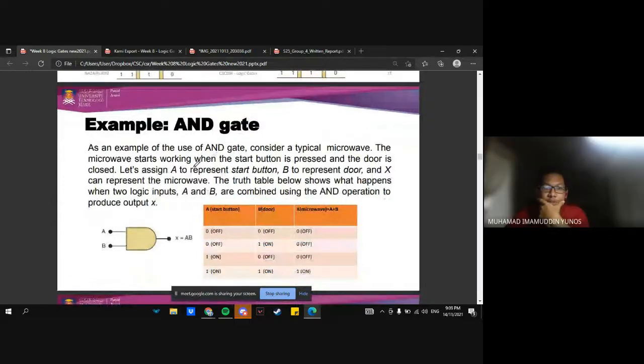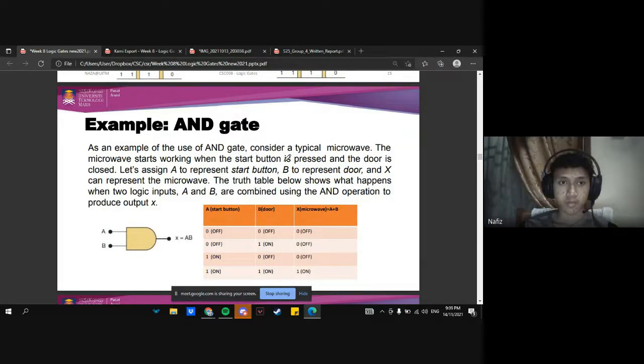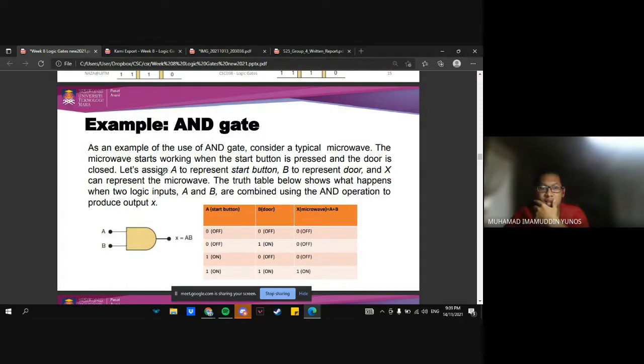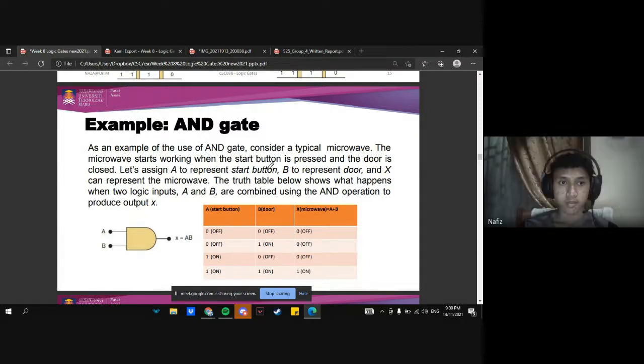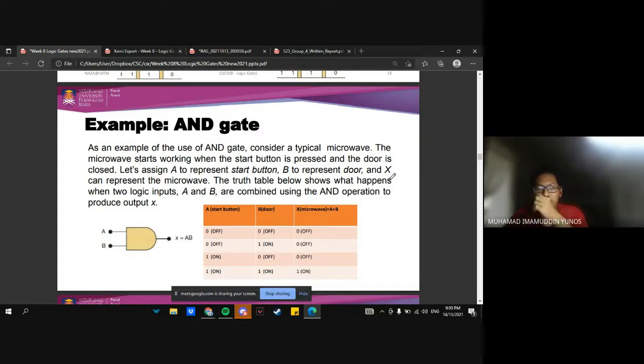As an example of the use of an AND gate, consider a typical microwave. The microwave starts working when the start button is pressed and the door is closed. Let A represent the start button, B represent the door, and X represent the microwave. The truth table below shows what happens when two logic inputs A and B are combined using the AND operation to produce output X.